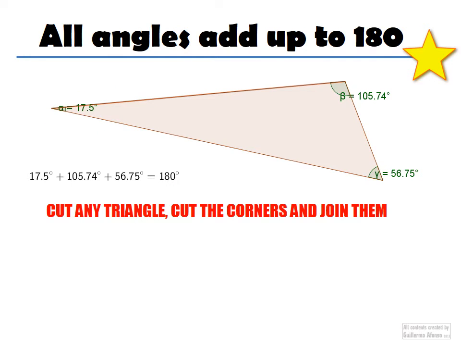Now, here's my recommendation, something that I believe you should give a shot. Take a piece of paper and cut a triangle out of it. Once you have a triangle, cut the corners and join them together. I've done something similar to that with this triangle here. Here would be the alpha angle. Here would be the gamma angle. And here is the beta angle. And you see, can you visualize that if I actually join them together, they'll form a line. That's because the angles add up to 180 degrees.